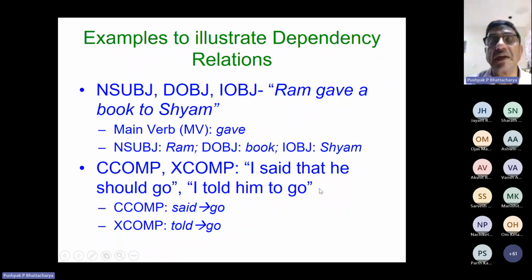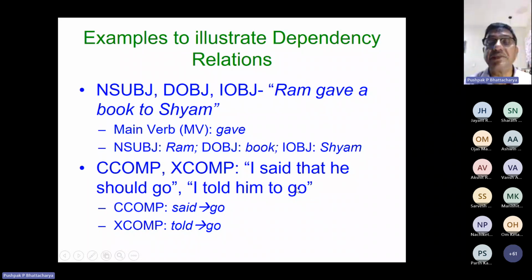CCOMP and XCOMP. I said that he should go. I told him to go. Both have the same meaning, but the syntactic phenomena are different. I told him to go.